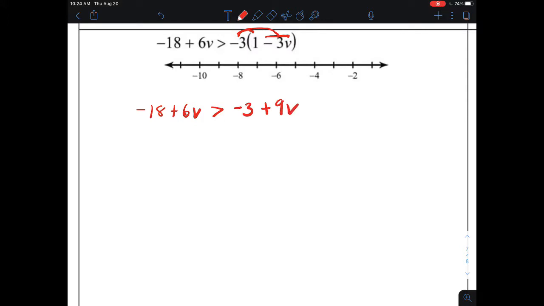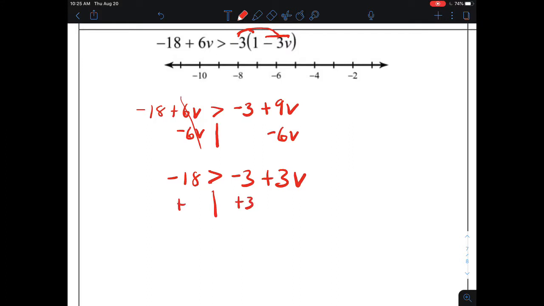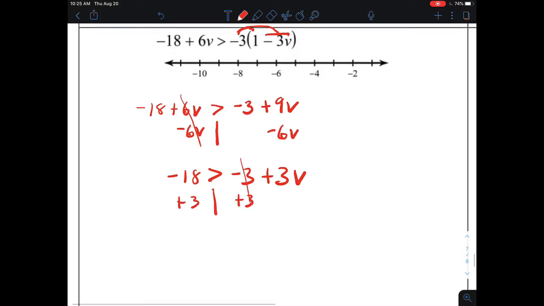And then we work from here in this line. So we pick what side we want our variables on. I'm just going to say, let's move that 6v to the right. So I'm going to move that 6v by subtracting it. That's going to give me negative 18 is greater than negative 3 plus 3 times v. And then I'm going to move the negative 3 by adding it to the other side to be with the negative 18. Negative 18 plus 3 is negative 15. So negative 15 is greater than 3 times v.